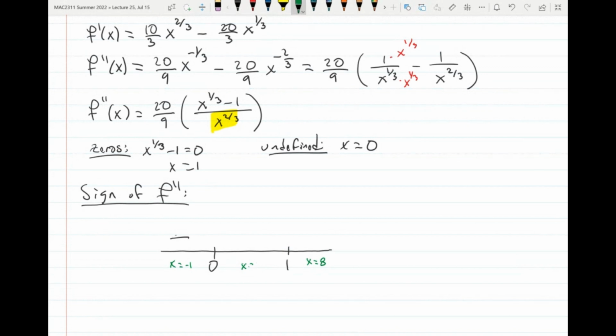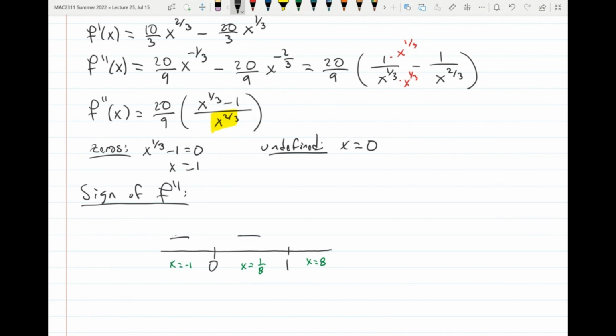I don't know why I wrote 1 here. Should be like 1/2. Okay, so you put a 1/2. Actually, let's make it easier. Let's put 1 over 8. It's a perfect cube, right? So you put a 1 over 8, then you get 1/2. 1/2 minus 1, that's a negative. So let's do negative here.